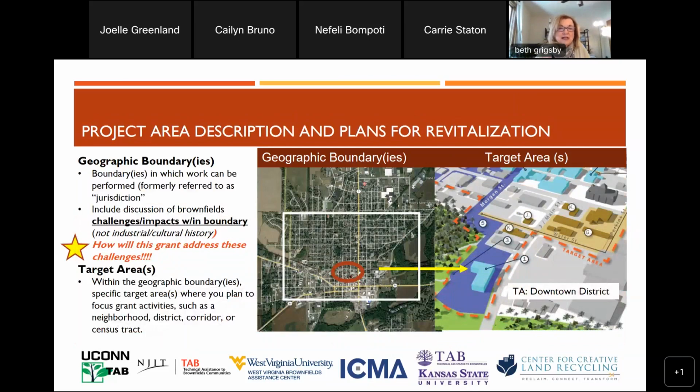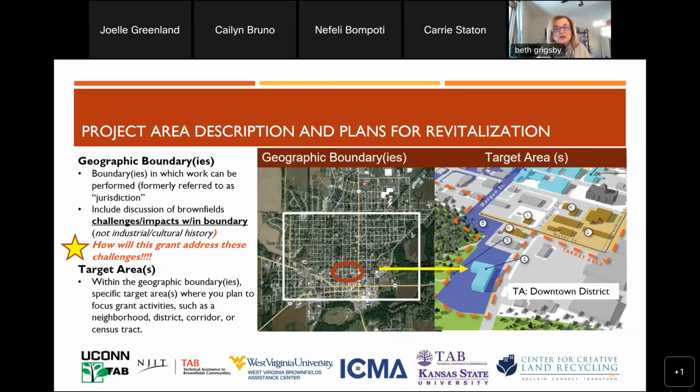And here, just again, is kind of a map. If you see, and I'm not very creative, so I put a white square there around the city, and then the little red circle or oval is representing a target area. So the boundaries are important in terms of geographic area. That's pretty much defining your area of work for the grant. And within this area, you do have to discuss the challenges and impacts within the boundary. So that's something to remember for the geographic piece. And then how will this grant address those challenges?